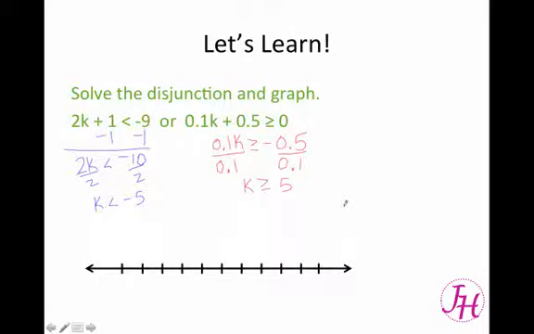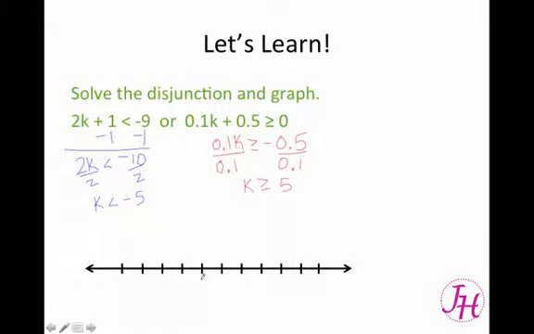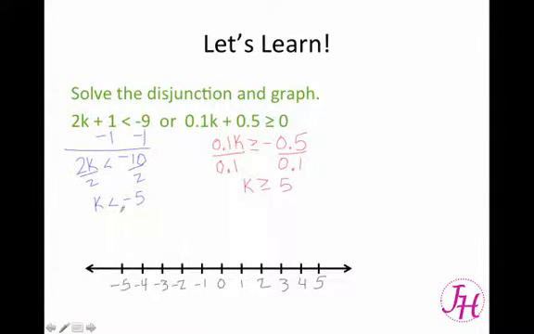Okay, so now we have these two inequalities and we need to graph them. So first, I'm going to number my number line. 0, 1, 2, 3, 4, 5, negative 1, negative 2, negative 3, negative 4, and negative 5. So let's graph k is less than negative 5 first.